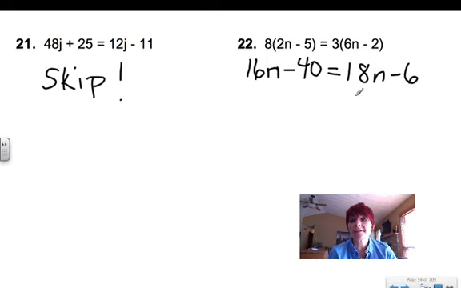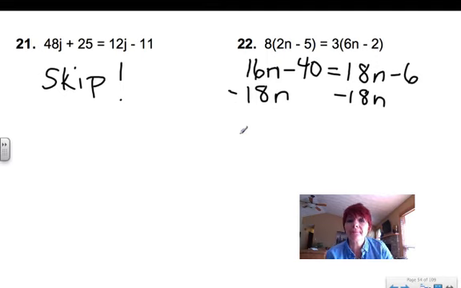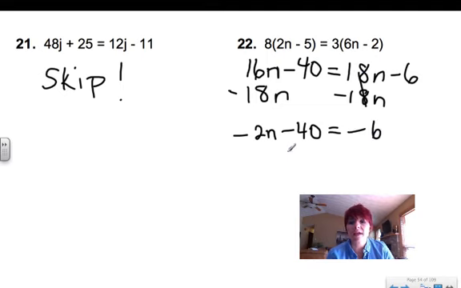So now when I work this out, again, we want to get all the n's on one side. So I'm going to go ahead and subtract the 18n. You can do this a couple ways. You could have subtracted the 16n, which sometimes is nice because then you would have had a positive number. But you can still do it this way. 16 minus 18 is negative 2. So negative 2n, drop the minus 40 down, equals, these two cancel each other out, and we drop down the negative 6. Again, make sure you bring the negative down.